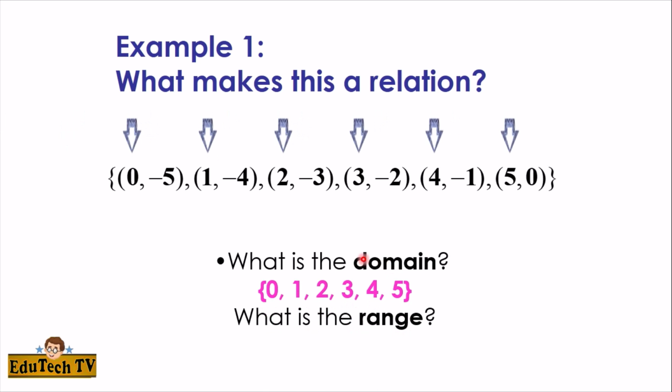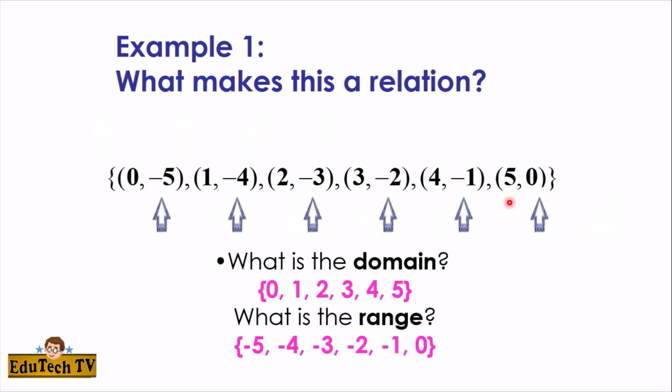So, what are the domains? Of course, we have 0, 1, 2, 3, 4, and then 5. Yun yung mga numbers na una doon sa ordered pair. Next, ay yung range naman natin ay yung values ng y. So, we have negative 5, negative 4, negative 3, negative 2, negative 1, and 0. Again, what makes this a relation? It is a relation because they are in ordered pairs.